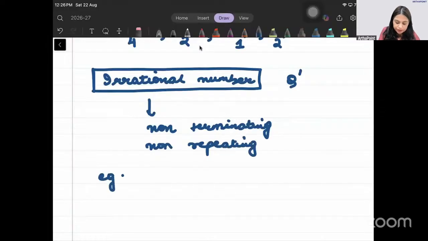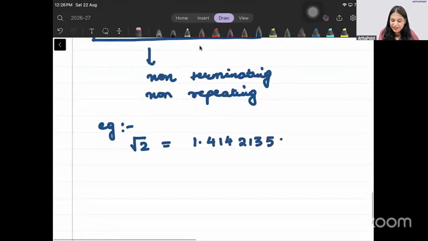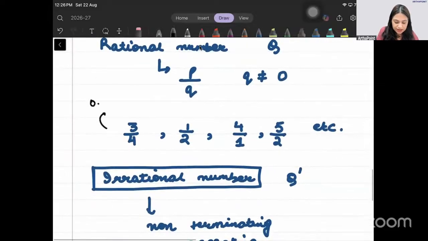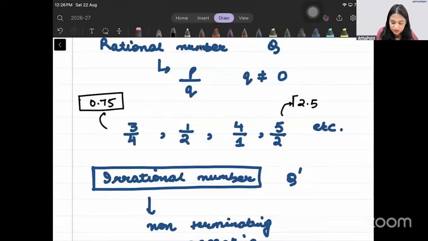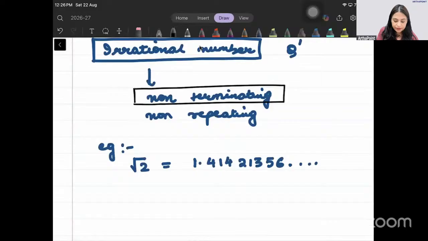For example, if I say root 2, root 2 can be written as 1.41421356 and so on. It will never end, right? If I talk about 3 by 4, 3 by 4 can be written as 0.75, it ends. 5 by 2 can be written as 2.5, it ends. But here it is non-terminating, it will not end. And it will not repeat also.